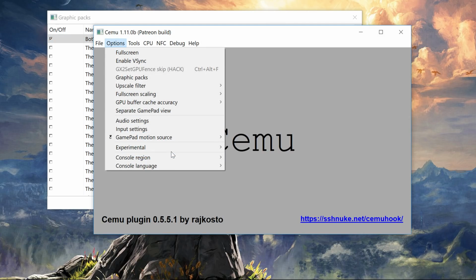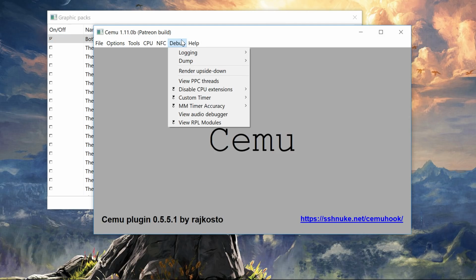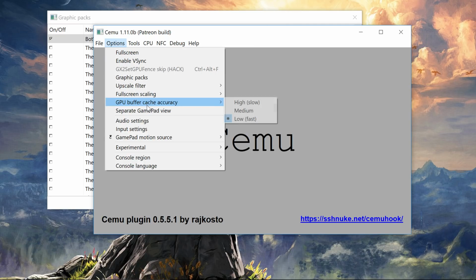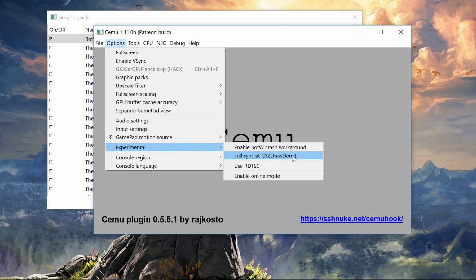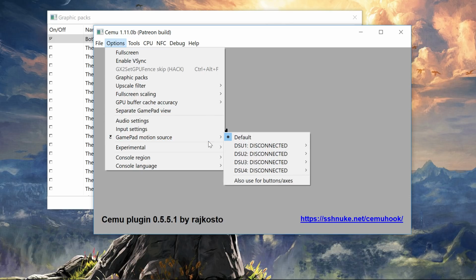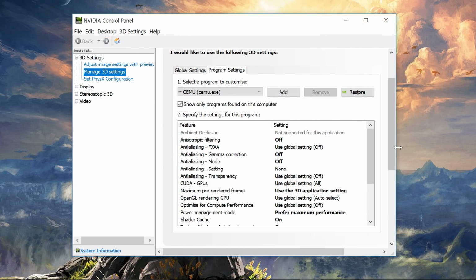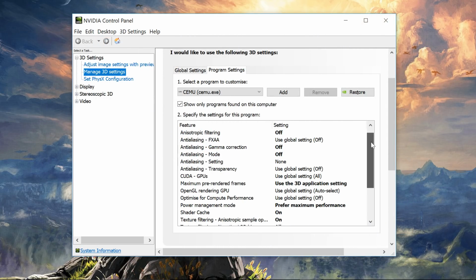So that means no other graphic packs, no timers, and a low GPU buffer cache. I also used a slight GPU overclock. To clarify, that means no RDTSC timer and GX2 draw done off. I'll also include a snapshot of my Nvidia control panel.